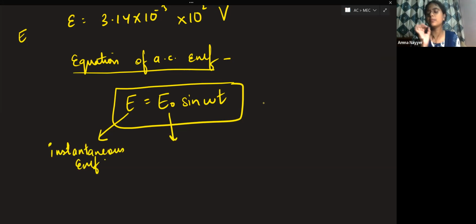This E naught is the maximum value of EMF that is possible. Maximum value we have discussed already. Maximum value is also known as peak value, or it is known as the amplitude of EMF. So in questions in your exams, you can get a simple question. E is equal to 3 sine omega t.